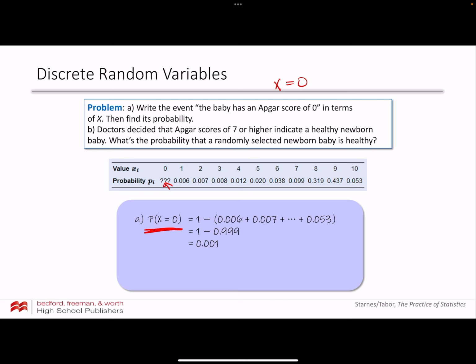Notice the X here. For random variables, we're going to use capital letters. And you don't always have to use X. We could have defined it to be like A for APGAR, or whatever. It doesn't matter, but typically they're capital letters.